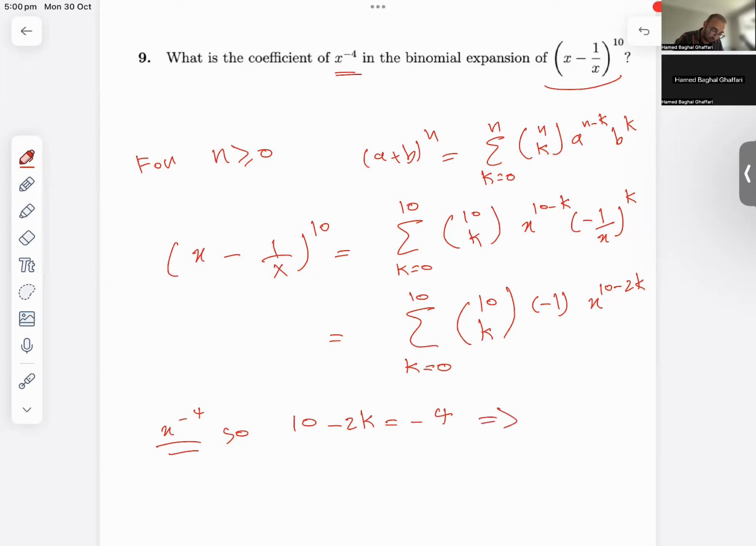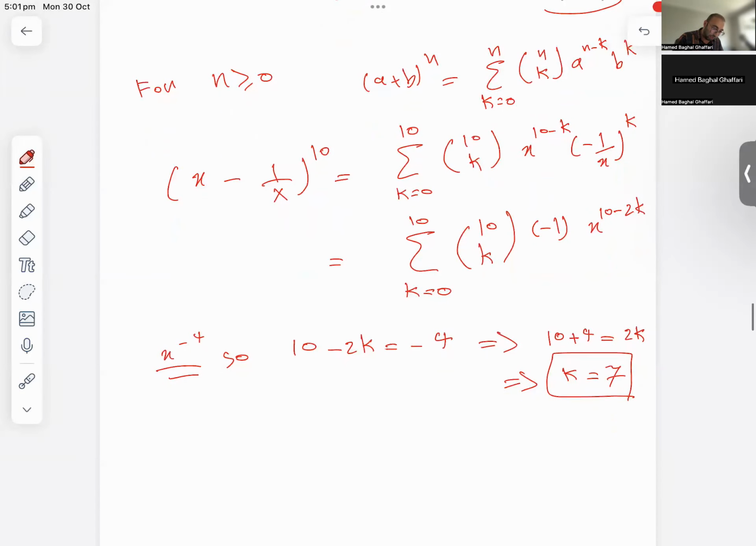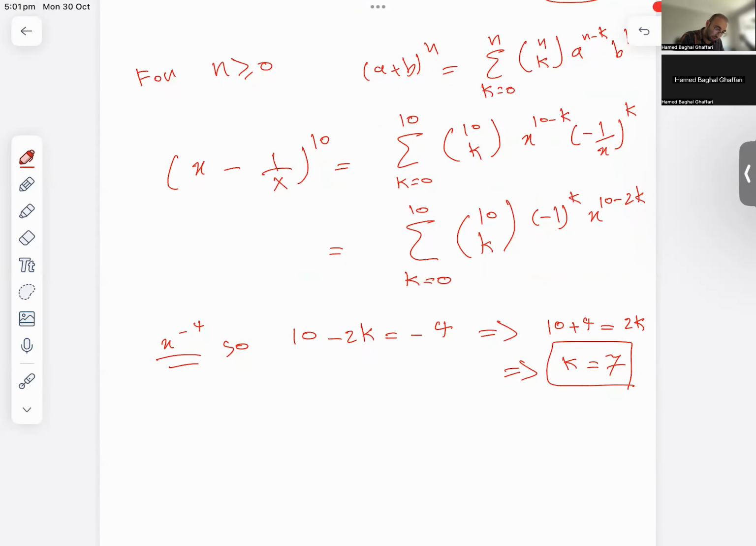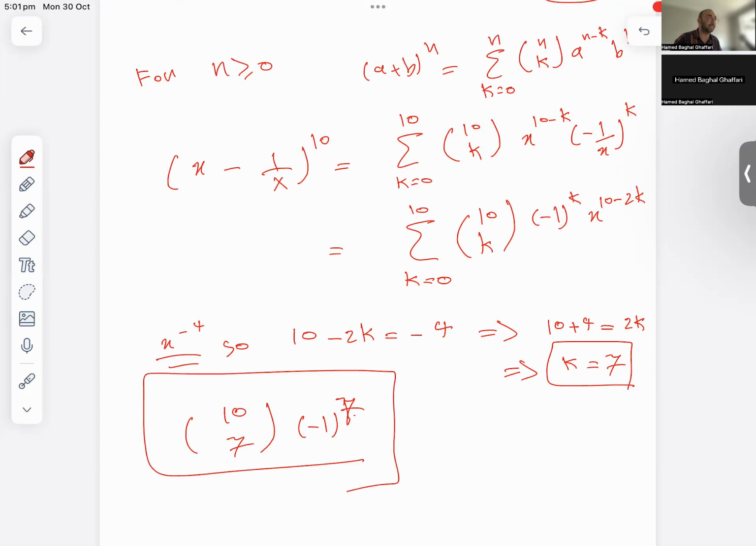From here, 10 plus 4 equals 2k, and from here, k must be 7. So k must be 7, all right? So this will be 10 choose 7, times minus 1 to the power 7. Okay, so this will be our answer for this question.